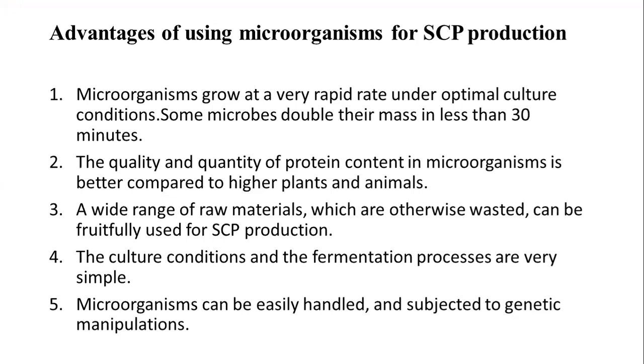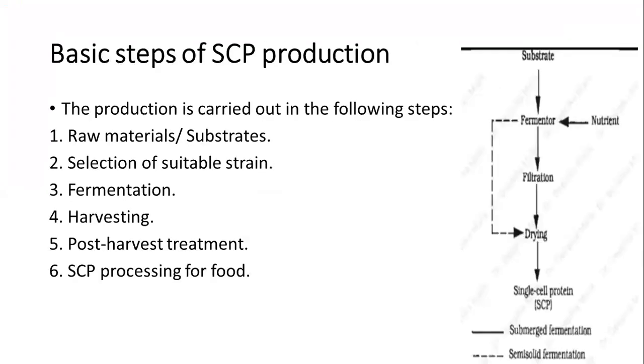My next slide shows the basic steps of SCP production. The first is raw material, second is selection of suitable strain, third is the fermentation process, fourth is harvesting, fifth is post-harvesting treatment, and sixth is SCP processing for food. On the right side is the flow chart of SCP production. In case of semi-solid fermentation, there is no change in fermentation medium, that is, no need for a filtration step.